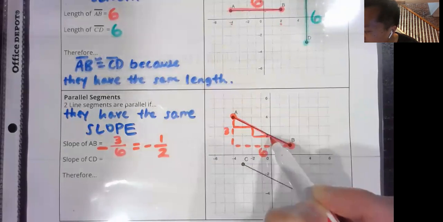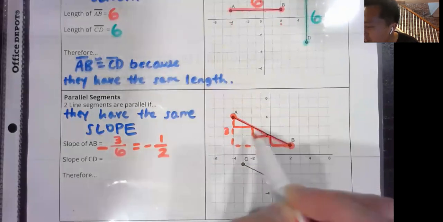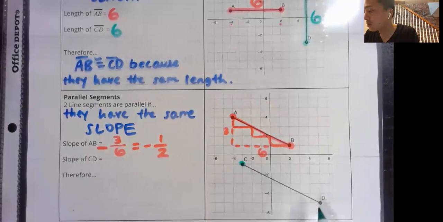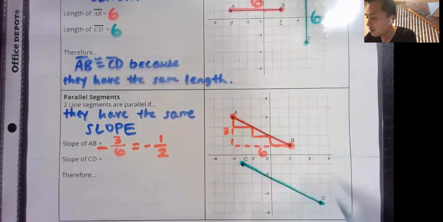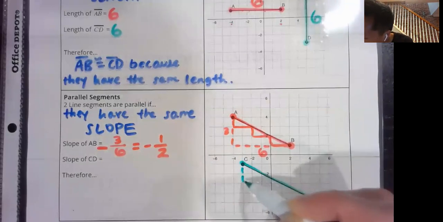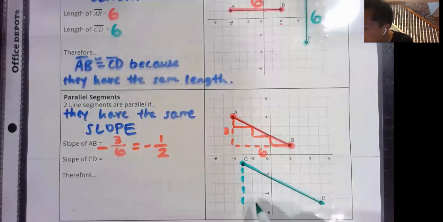All these little smaller slope triangles are also making slopes of -1/2, down 1 across 2. Let's check the slope of CD. Going from C to D, it's this line here. If I make a slope triangle, I can see that we're going down 1, 2, 3, 4, and across 1, 2, 3, 4, 5, 6, 7, 8.